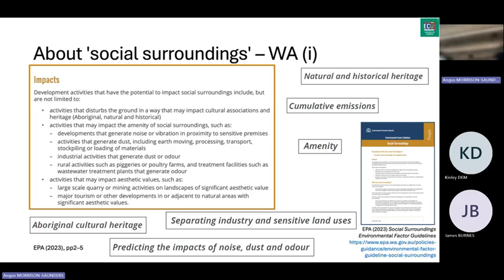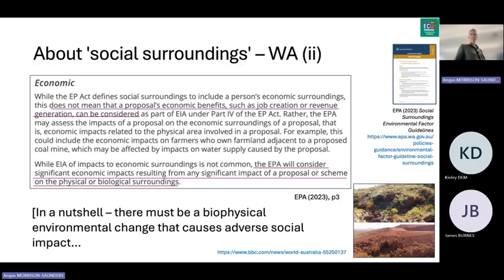And then there's sections of the report on these headings that I've put there about national and historical heritage, cumulative emissions, amenity, separating industry and sensitive land uses, Aboriginal cultural heritage, and noise, dust and odour. I'm not going to go through all the details, but there's separate sections of that report that detail ideas around those things. Let's look at the one bit in this report about the economic, and this gives us a few more clues.